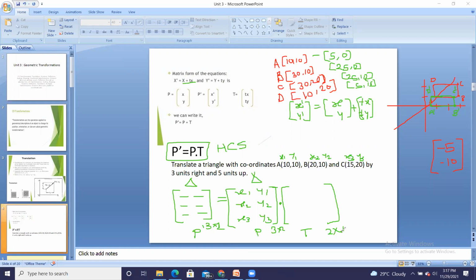Order of T will be 2 by 2. Yes, order of T will be 2/2. Okay. Now again the question will arise, if 2/2 is the order, where to write Tx and where to write Ty?